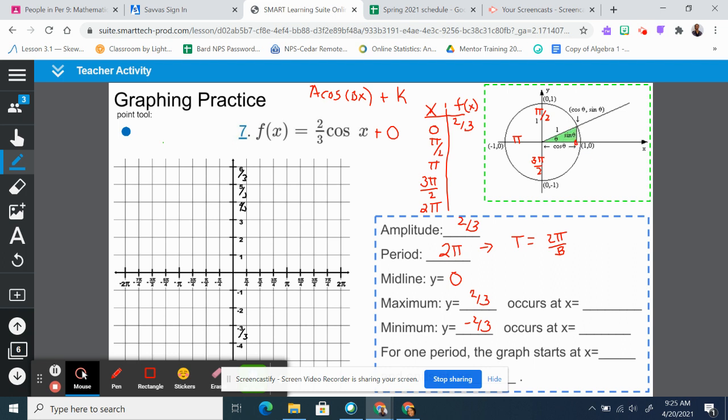So at pi halves, my x-coordinate is 0. So 0 times 2/3 is 0. At pi, my x-coordinate is -1. And then -1 times 2/3 is -2/3. At 3 pi halves, my x-coordinate is 0. And 0 times 2/3 is 0. And then when we go all the way back to 2 pi, my x-coordinate again is 1. And 1 times 2/3 is 2/3.